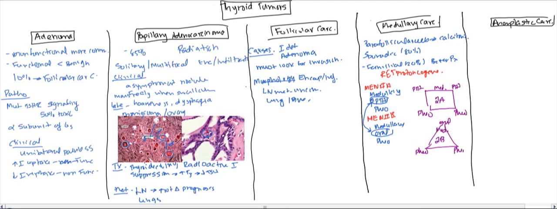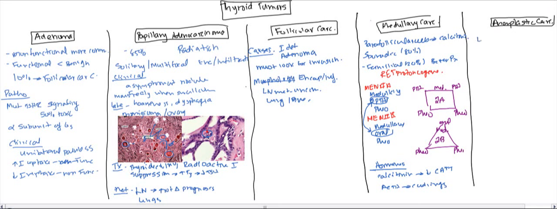You will also get some ectopic hormones that are released. Obviously, you can get increased calcitonin, and if you don't remember, calcitonin decreases calcium, and you can also get ACTH to get Cushing's.